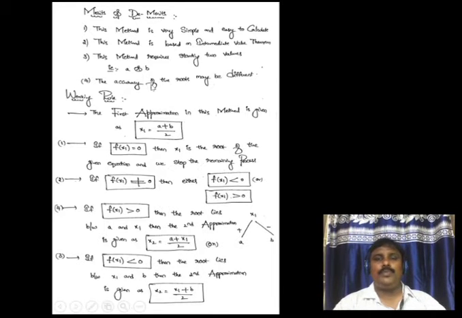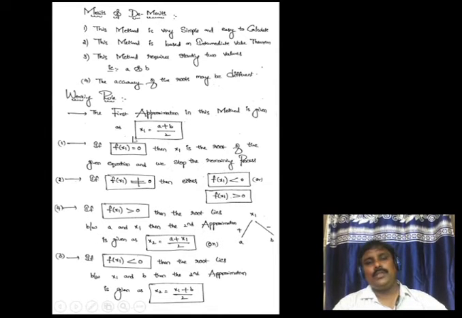The accuracy of the roots may be different. Accuracy in the sense that each and every student may get different answers, based on the interval they take. If one student takes the root between 1 and 2, then he will get the answer between 1 and 2. If a student takes the interval between 2 and 3, then he will get the answer between 2 and 3. So the accuracy of the roots may differ from student to student, or if we use different models, different intervals can be taken. So this is also one of the demerits. These are the four merits and demerits of the bisection method.